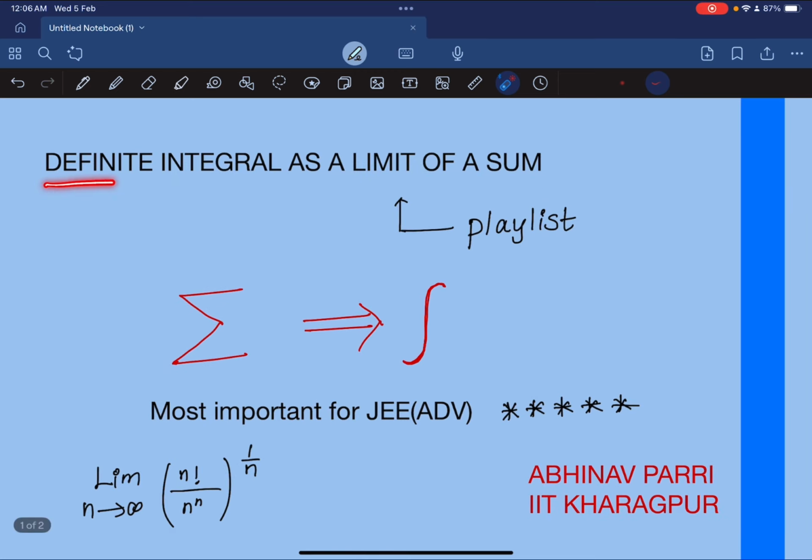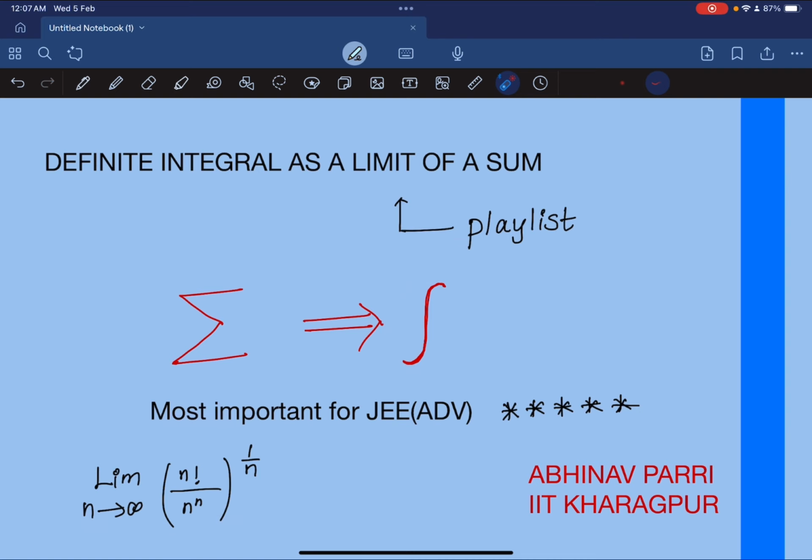It is definite integral as a limit of a sum. This is a technique where you convert a summation, basically sigma, into an integral. Alright. So let us say you have a limit. For example, this is the limit that you have to evaluate. You convert this limit somehow into an integral. And the answer to this integral will be the answer to your limit.